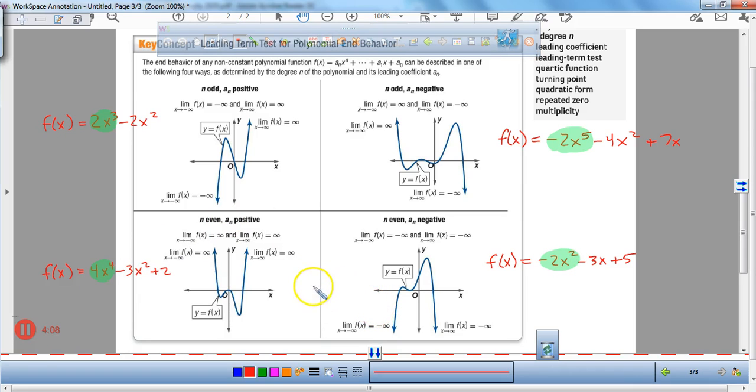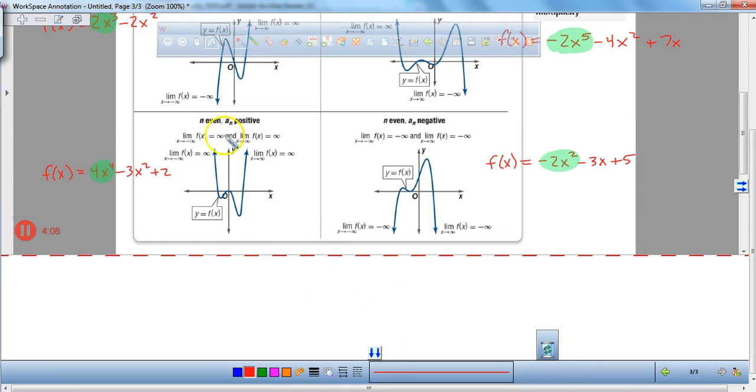So how do we write end behavior one more time? All right, this is how you write end behavior. Let's take a look at this even one. It's basically saying as x is approaching negative infinity, which means as my x values are being plotted to the left, what is f of x approaching? Well, f of x is approaching positive infinity.